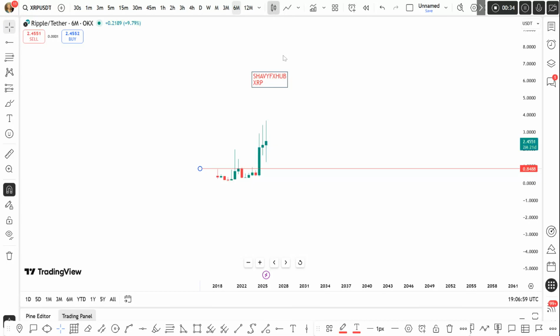This is a 6 month support structure at 0.8488, and you can see price hasn't reacted on that 6 month support. So on 6 months, we have a 6 month support at 0.8488 for 6 month support.